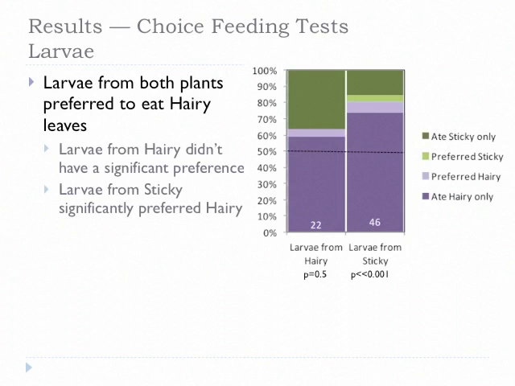So the purple things are above the dotted line. The dark purple is the ones that only ate the hairy leaves. They didn't even try the sticky leaves at all. The light purple are those that tried both, but ate more of the hairy leaves. And for the larvae that came from hairy, they do eat more hairy leaves. But when we did the statistical analysis, we found that this difference isn't really meaningful. We call it not statistically significant.